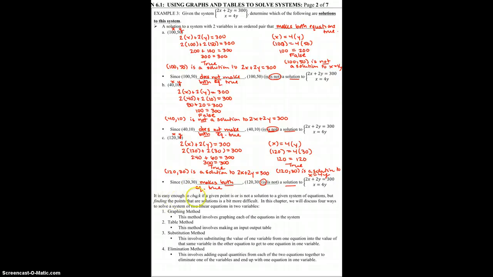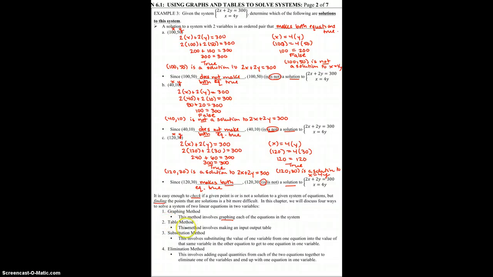So it's easy enough to check if a given point is or is not a solution to a given system of equations. We just substitute the values and we see if the ordered pair makes all of the equations true or not. But finding the points that are solutions is a bit more difficult. So in this chapter, we will discuss 4 ways to solve a system of 2 linear equations in 2 variables. So in this section, we're going to be focusing on the graphing method. So this method involves graphing each of the equations in the system.